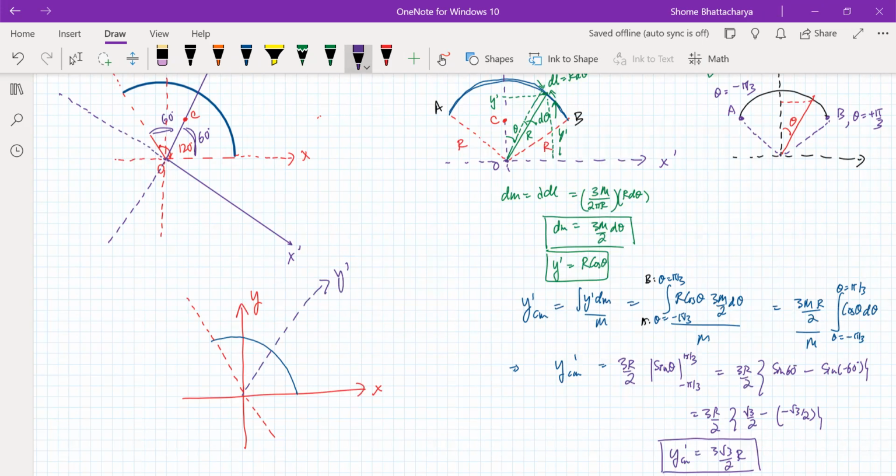Sir, dm should be 3m by 2 pi into d theta, right? Not 2 pi, beta, pi got cancelled. See here, lambda has 2 pi r, but there's r d theta for dl, no? Oh, sorry, pi is there. Yes, yes, there is a pi. Yes, that's correct. So there'll be an additional factor of pi everywhere.